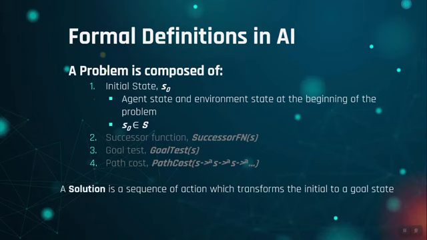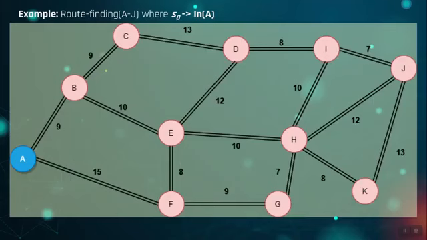and whether you're already in the goal state or not. Okay, so let's say that S sub 0 is the start state in A, where you find the current location of the agent. So the initial state here is the agent state and environment state at the beginning of the problem. That's the first position of your agent. So let's say your agent is currently at A. You have to find the route from A to J, where S sub 0 is in A. So you're here, currently.